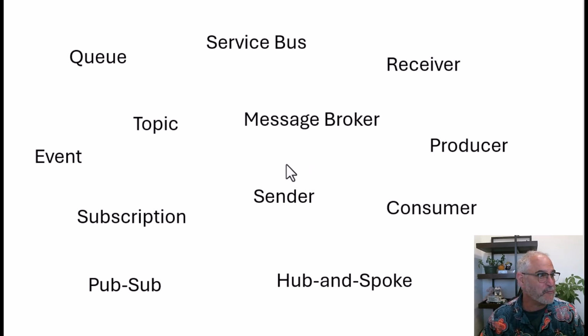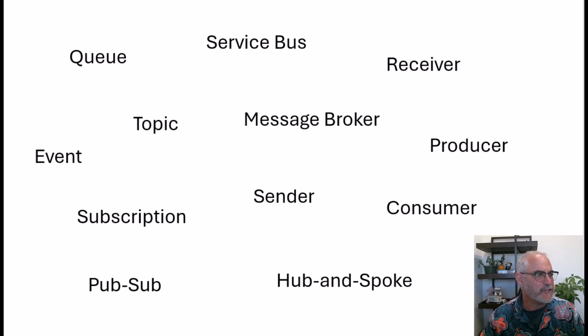Perhaps you've heard of terms like queue or topic, service bus, message broker, receiver, sender, producer, consumer, an event, a subscription, pub sub, hub and spoke. What are all these terms and how do they relate? And which ones apply to Azure Service Bus? So that's what we're going to take a little look at.